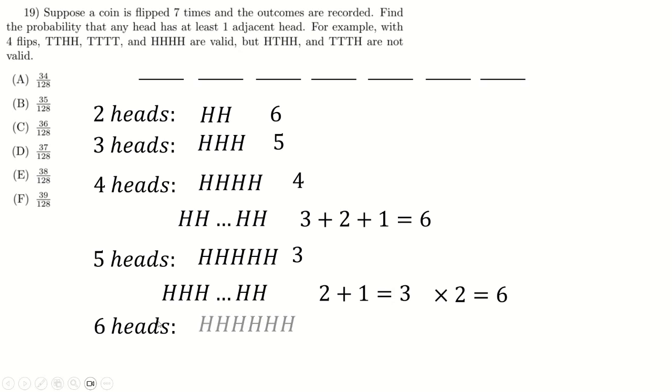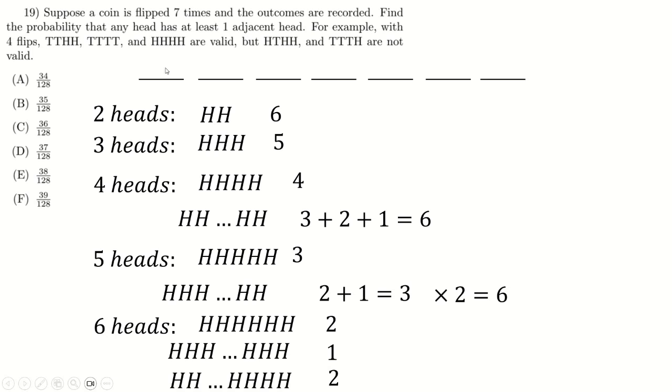For 6 heads then, you could have all 6 next to each other. There's only 2 ways of doing that. You just either put a tail first or a tail last. You could have 2 pairs of 3 heads. So it goes head, head, head, tail, head, head, head. There's clearly only one way of doing that. You could have head, head, and then 4 heads next to each other like this. And again, there's only 2 ways of doing that because you can either go head, head, tail, head, head, head, head, or the 4 heads first, then tail, then head, head.